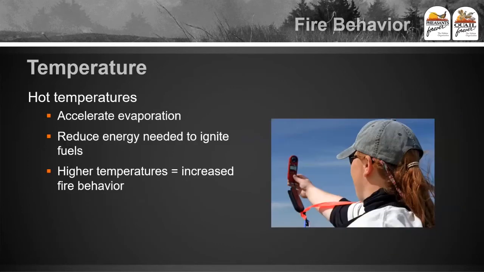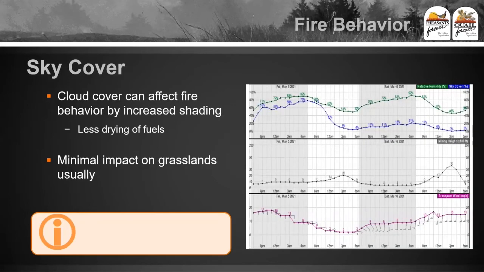Temperatures, obviously, hot temperatures are going to accelerate evaporation. Taking moisture out of a grassy fuel at 40 degrees is going to take longer than if it was at 90 degrees. So basically it reduces the amount of energy needed to ignite our fuels. Just think about it as higher temperatures basically mean increased fire behavior.